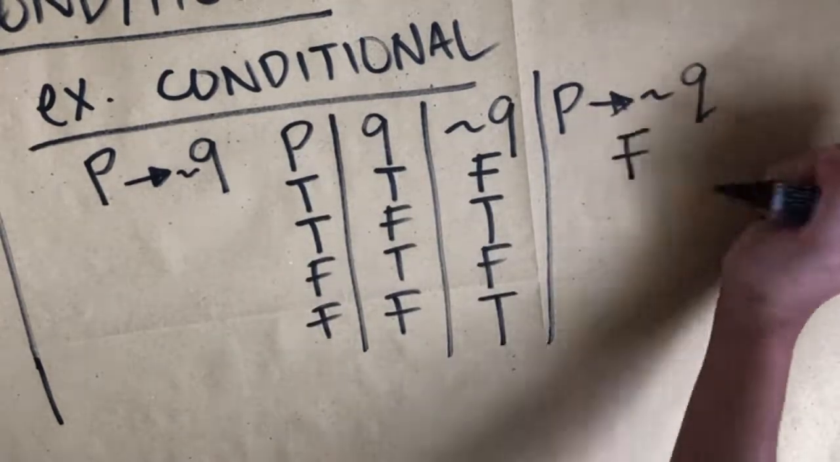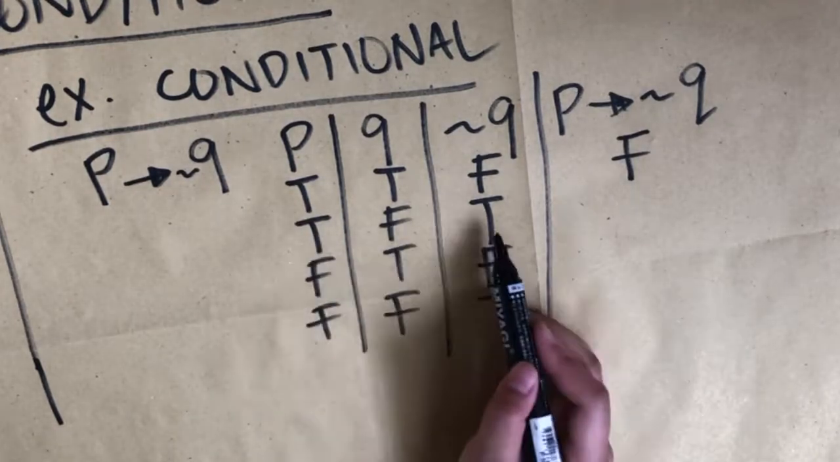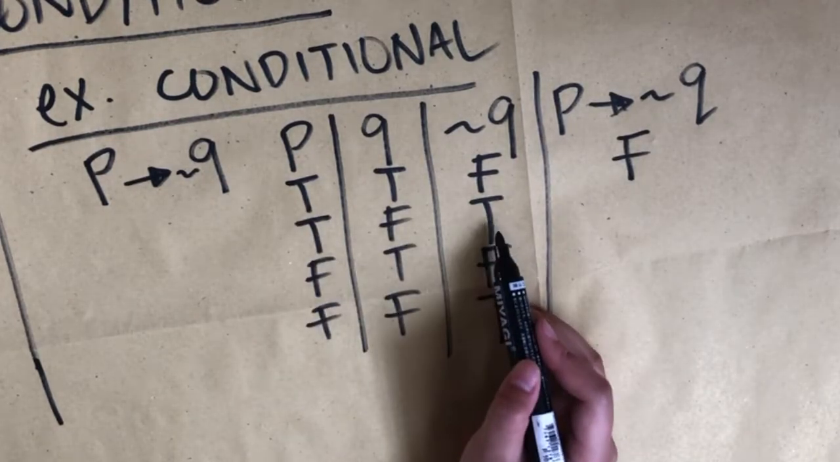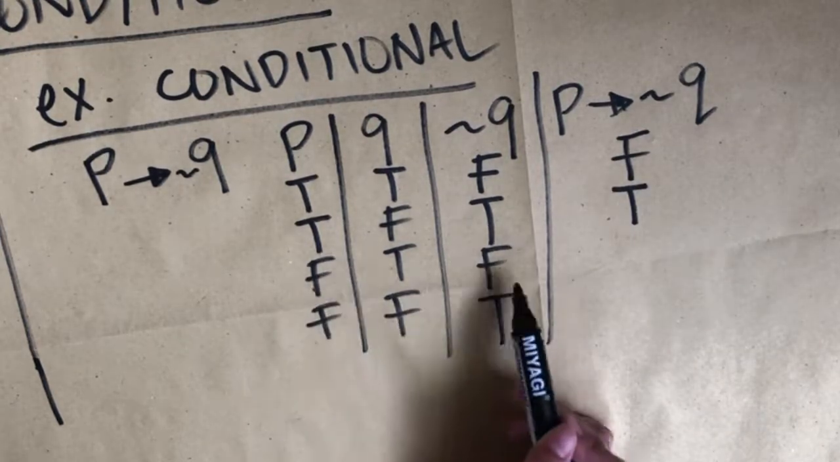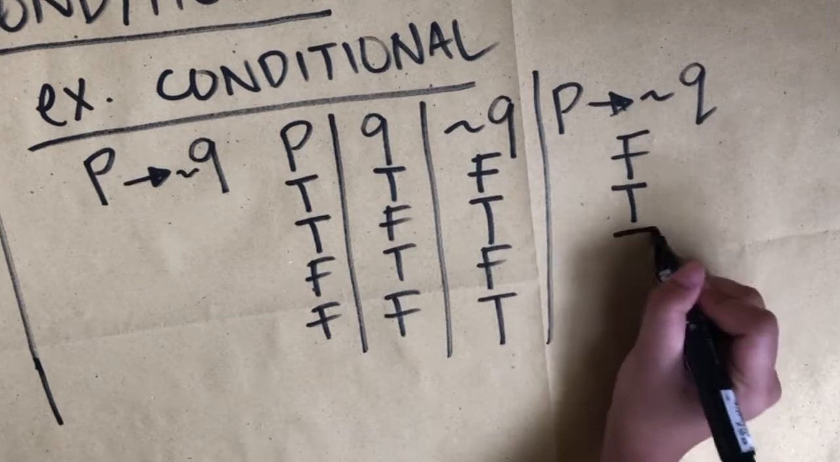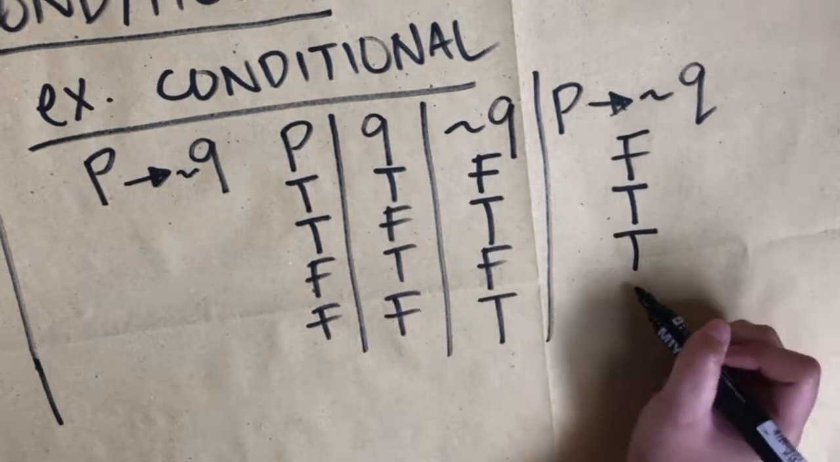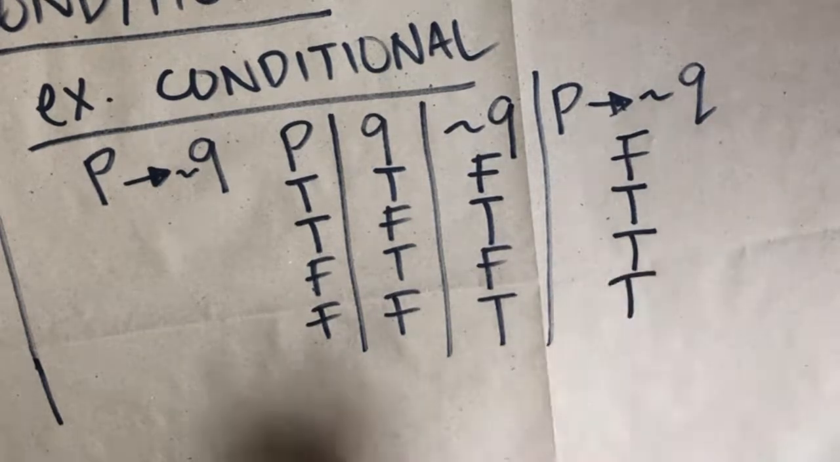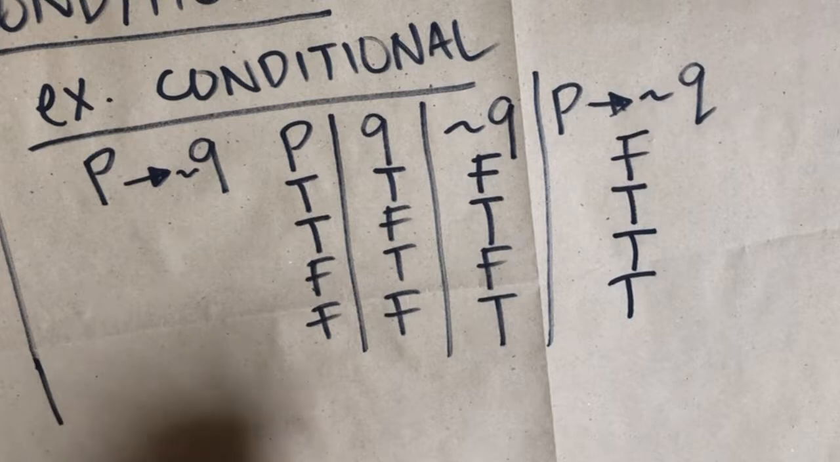Now let's start with our equation. We're gonna base it off P and not Q. So our P is true and our not Q is false. Therefore it is false, following the rule. We have both statements as true, therefore it is true. Our P is false and our Q is false. Therefore it is false. We have P as false and our not Q is as true. Therefore it is true. The consequent of a conditional statement should always be true.